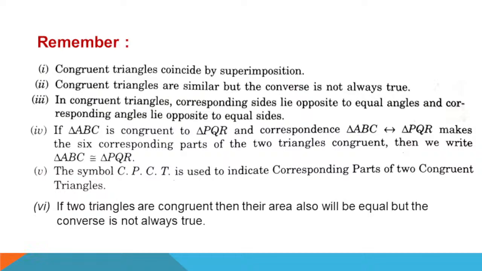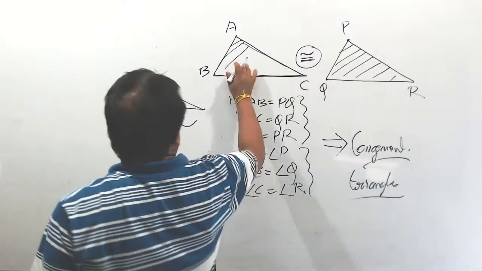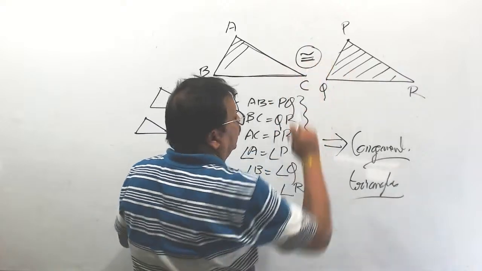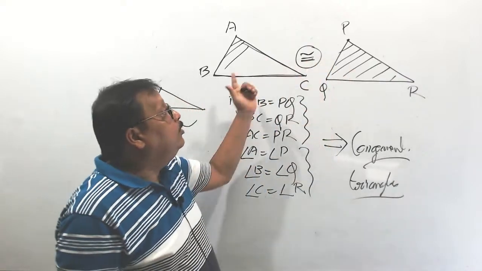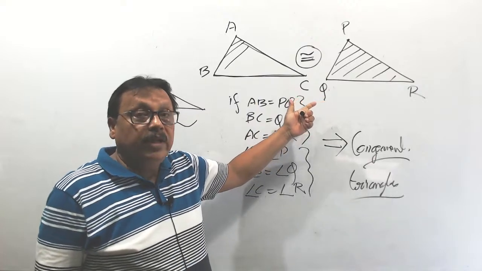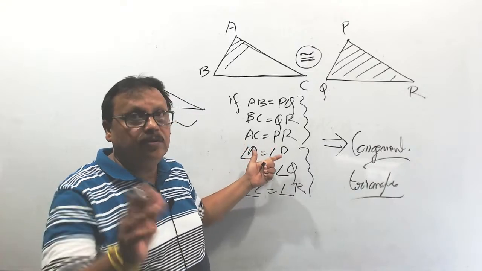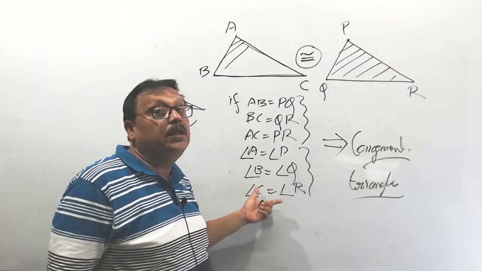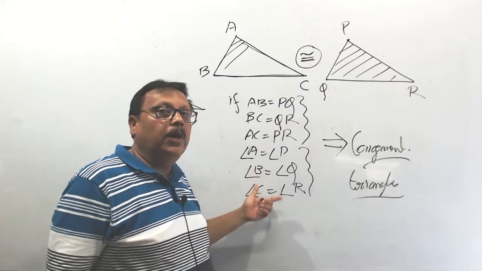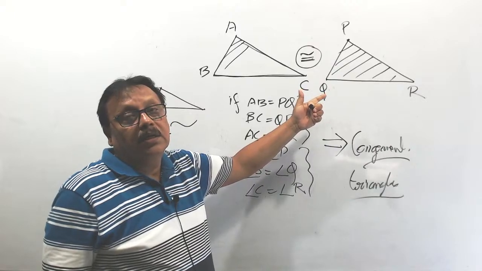What's next? Number 3. In congruent triangles, corresponding sides lie opposite to equal angles, and I already discussed that. Corresponding parts will be equal. Okay, number 4, CPCTC. It is one abbreviation. When two triangles are congruent, step by step I am coming. How will you prove two triangles are congruent? It is not necessary to prove that all 6 elements are equal. Out of these 6, if any 3 are equal, then two triangles can be called congruent.